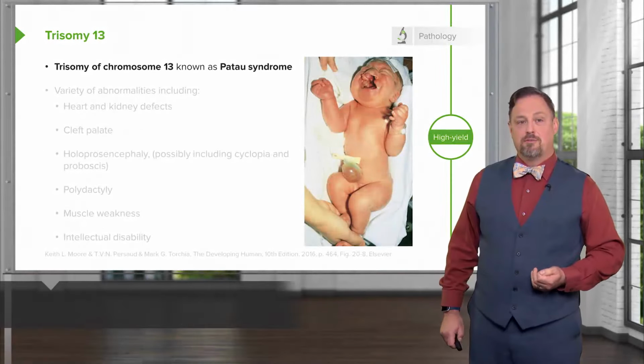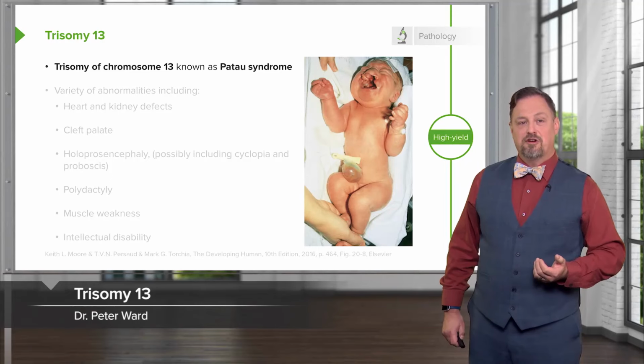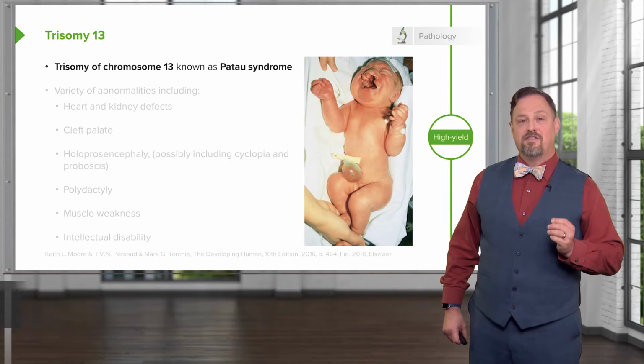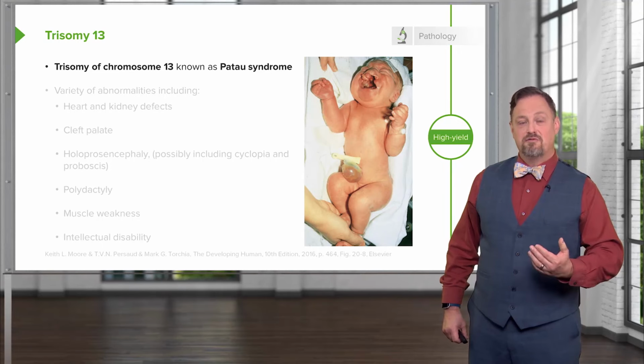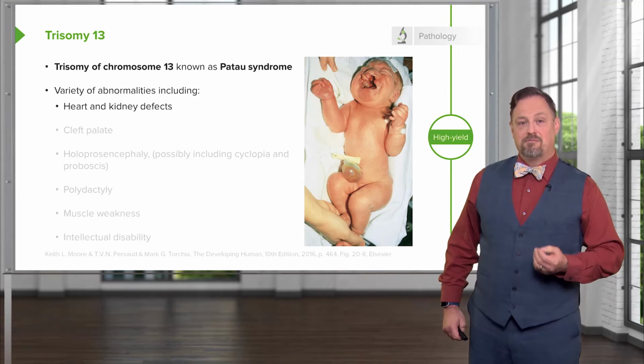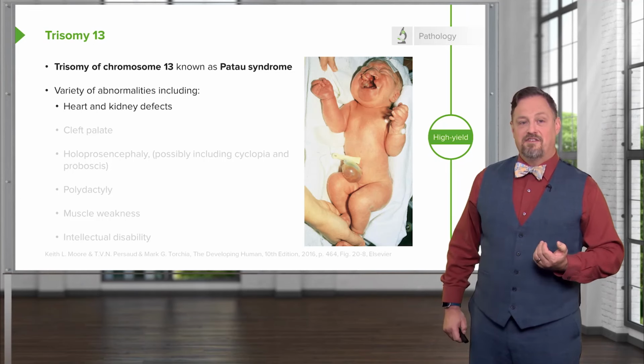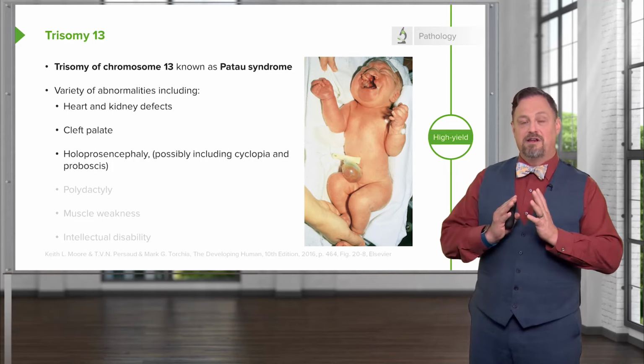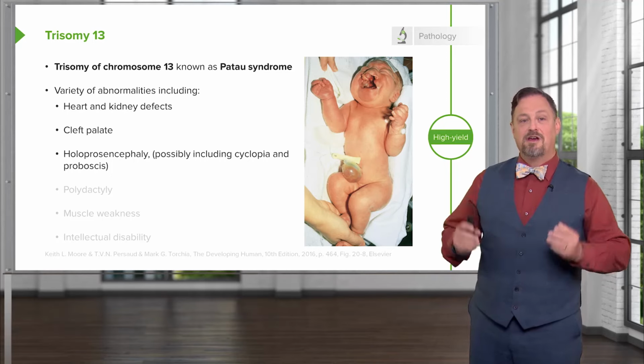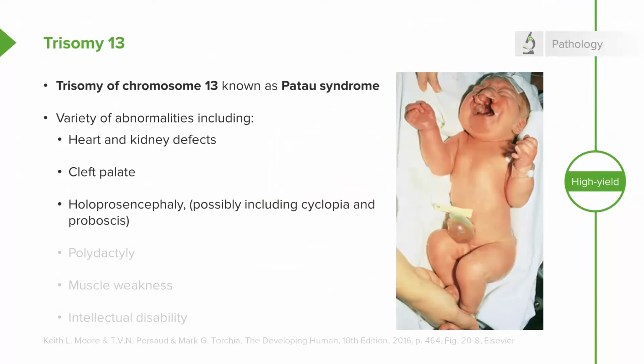Trisomy 13, or Patau syndrome, is another trisomy that is not as severe as others in that the affected individual can make it to birth, but children with this condition will have a variety of problems, including, again, heart and kidney deficiencies, cleft palate, holoprosencephaly, where there's failure of midline structures of the face to separate fully, sometimes causing cyclopia, single or fused eyes, and a proboscis on the forehead. They can also experience polydactyly with too many fingers, muscle weakness, and varying degrees of mental disability.